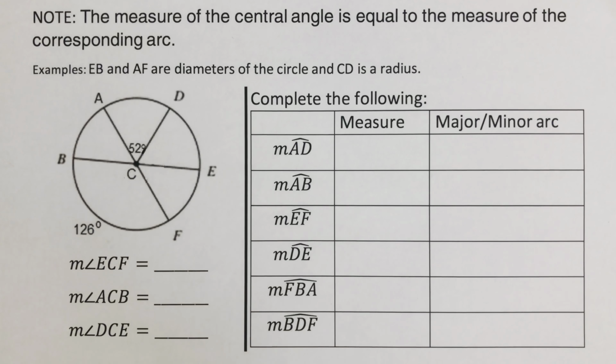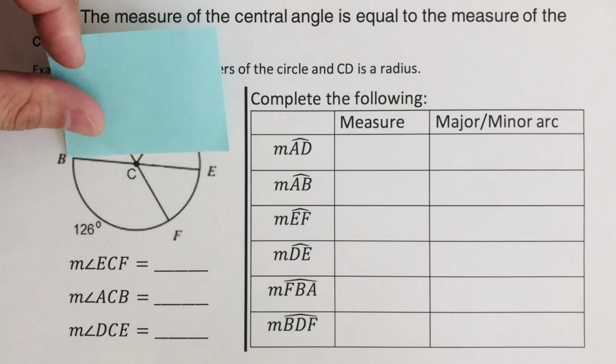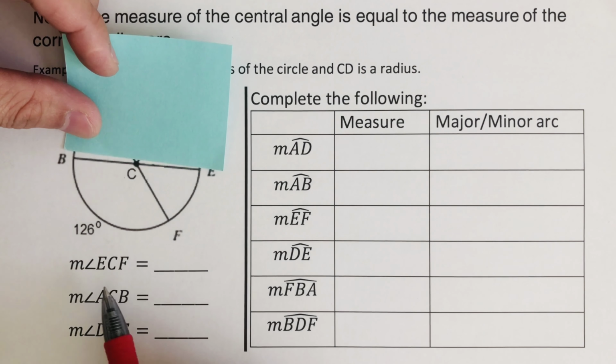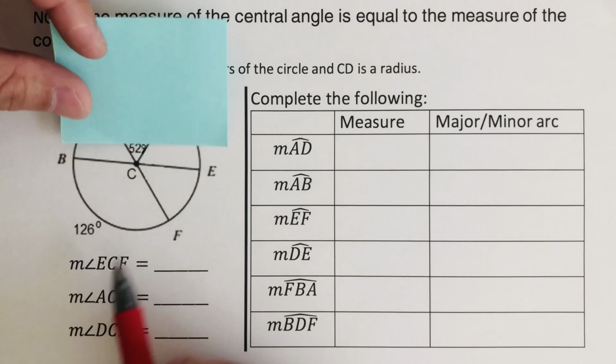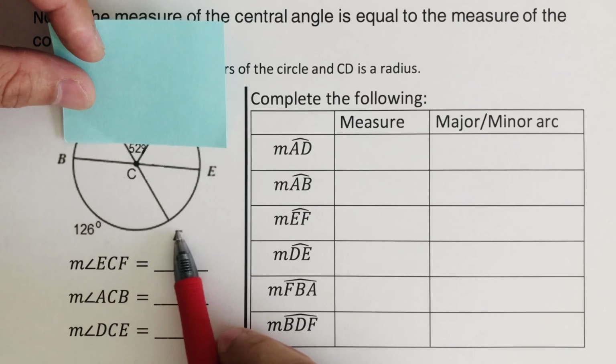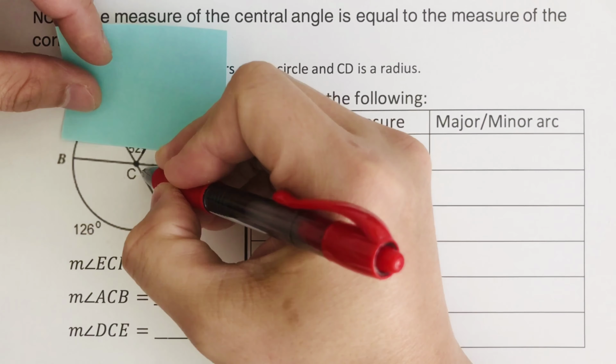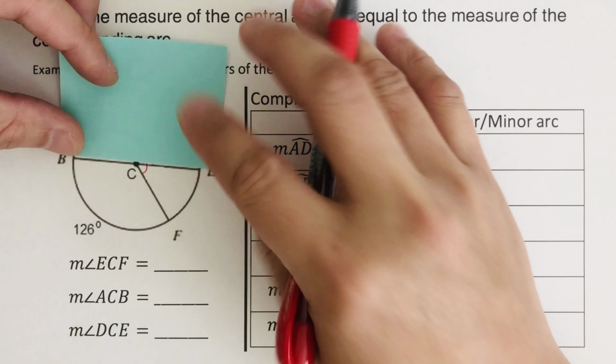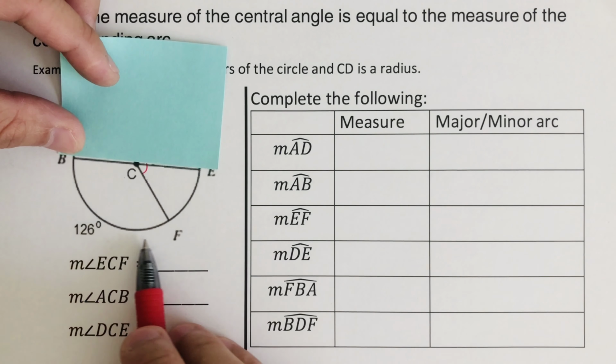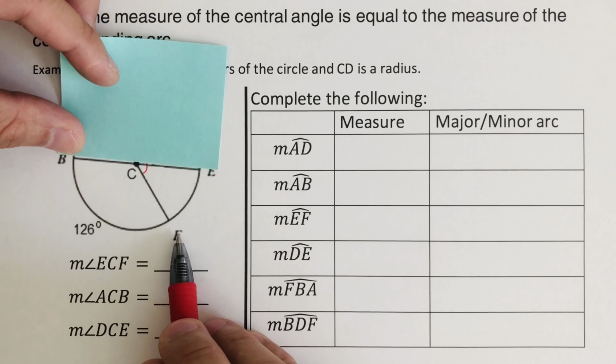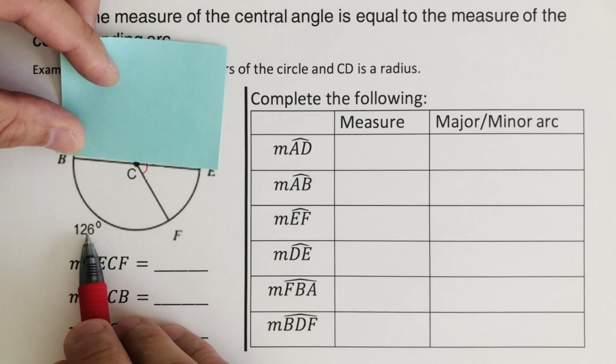So if we look at this picture that we have here, we have half a circle. So we are asked to find ECF. So this part right here. So this angle. So that's the measure of angle ECF. This is half a circle. That means the total from B going to E passing through F should be 180, but we got 126.